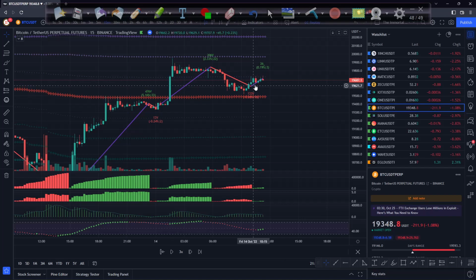We could, however, buy around here. Okay, but I don't want to buy here. Because if you put a stop loss, it would be around here, VWAP, and market tends to come to that area more often, so we won't be entering trade there.